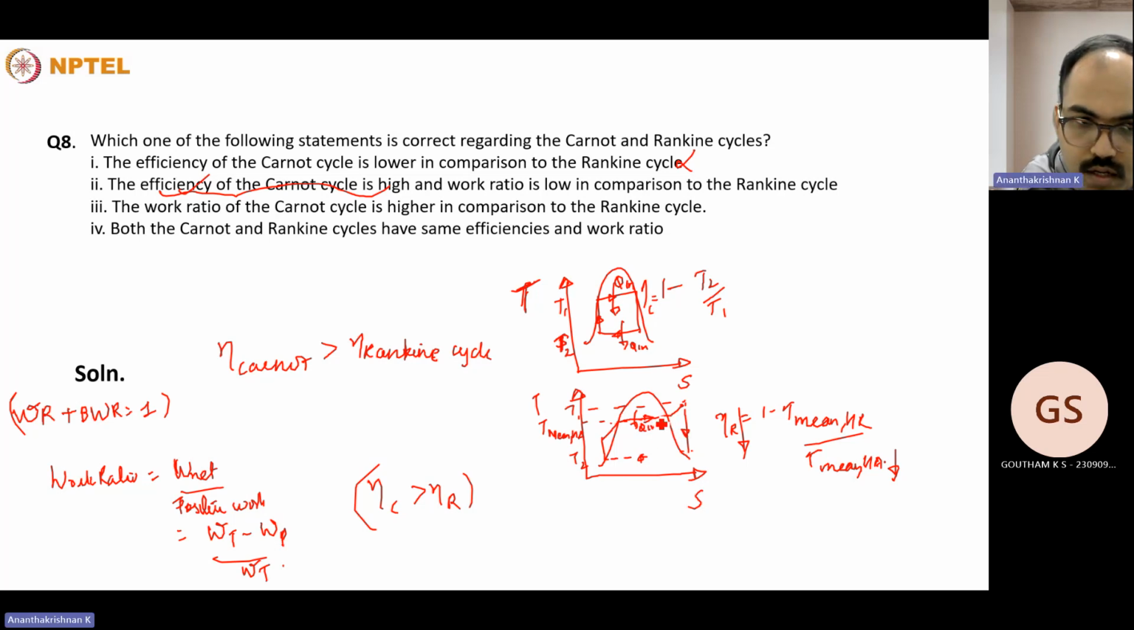In the case of the Rankine cycle, this will be the turbine work, and in the case of the Carnot cycle, this will be the turbine work. So we need to compare between the two cases to calculate the work ratio.